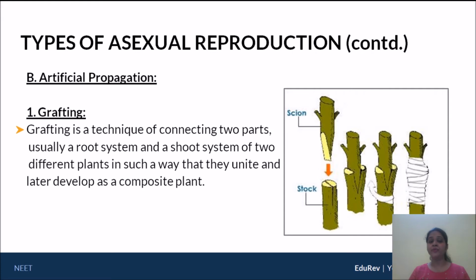Now, how do we do that? We take the extensive root system and we call this the stock. We're going to take only the root system of the first plant. And we're going to cut off the shoot system from the second plant, and we call it the scion. Now we join these two, the root system of the first and the shoot system of the second. So the stock and the scion are joined together, and after some time we propagate these two as one individual plant.